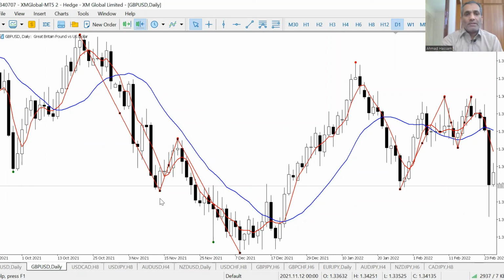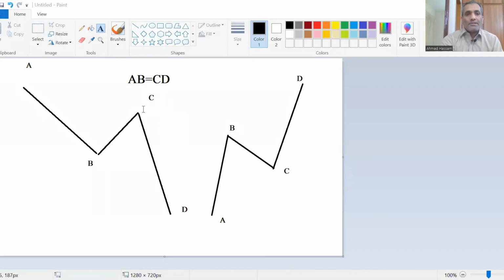One thing I missed was this. Let me explain it. This retracement C point should not go above A. In the case of a bullish ABCD pattern, it can be almost equal to A, but the C point should not go above this A. In the same way, in the bearish, the C point should not go below this A. So if it goes below this A, then this pattern becomes invalid.